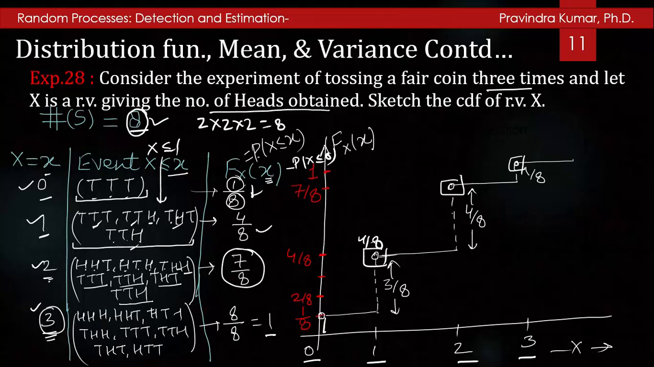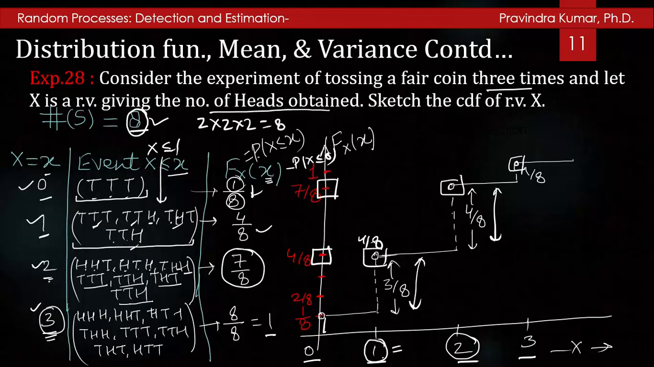And these jumps indicate the probability at these points, meaning the probability of getting 1 head in 3 tosses. So it is the jump at this point, or the PMF at this point, and it is 3 by 8. So 3 by 8 is the probability of getting 1 head in 3 tosses, and the probability of getting 2 heads in 3 tosses is 4 by 8, this jump. And the CDF at x equal to 1 is 4 by 8, and the CDF at x equal to 2 is 7 by 8.